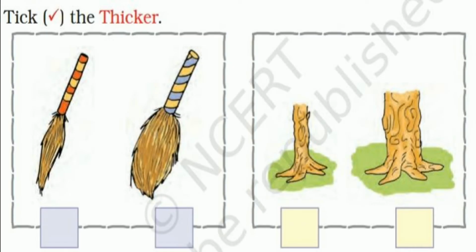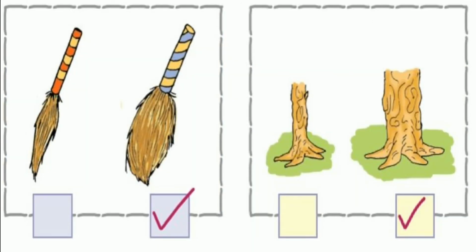Next, take the thicker. Children, here you can see two broomsticks. We have to take the broomstick which is thicker. Between these two, which is thicker, children? First or second? Yes, the second one, right? The second broomstick is thicker than the first one. So we shall take the second broomstick.